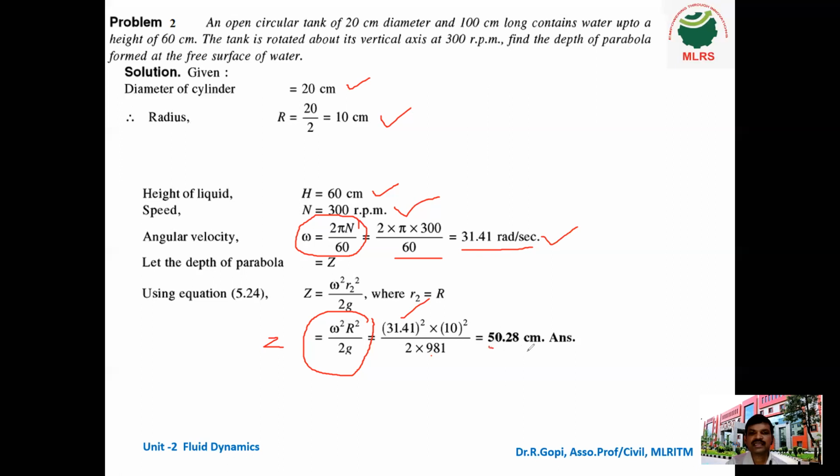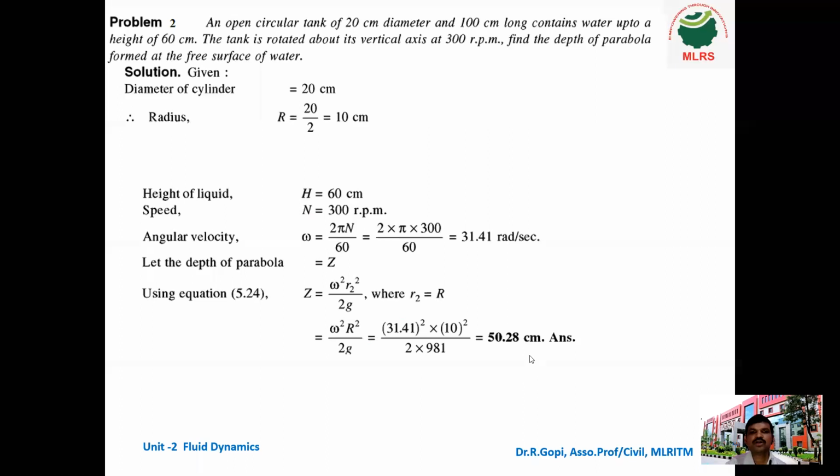So finally, we get the answer, the depth of the parabola: 50.28 centimeter. So it's a very simple question. Once you know the formula, you can easily solve the problem. This type of question they will ask for 5 marks. So omega square R square by 2g, and omega is equal to 2 pi n by 60. That's all.